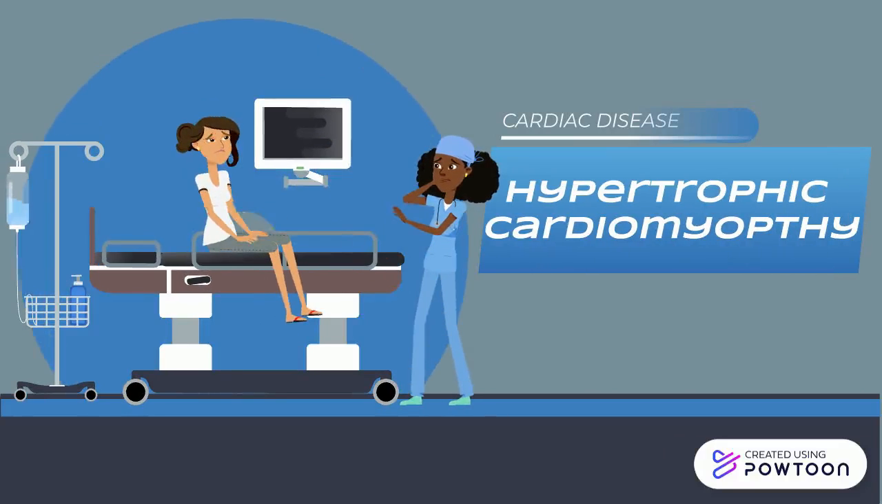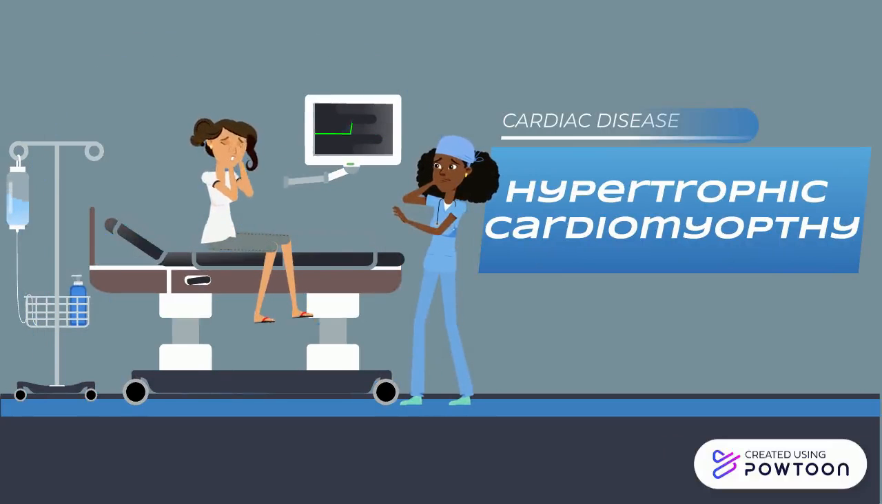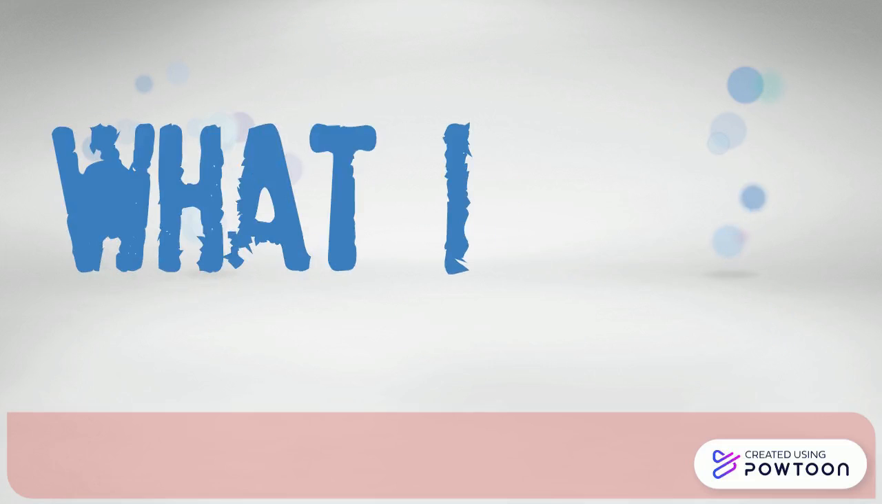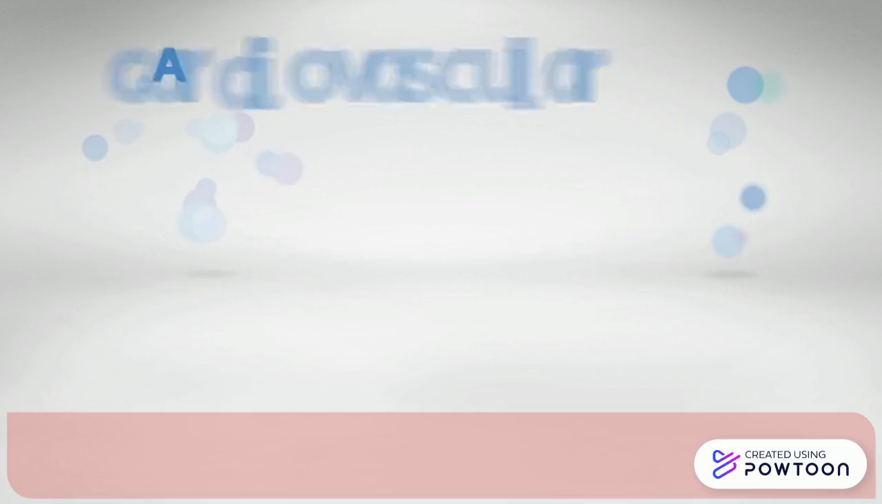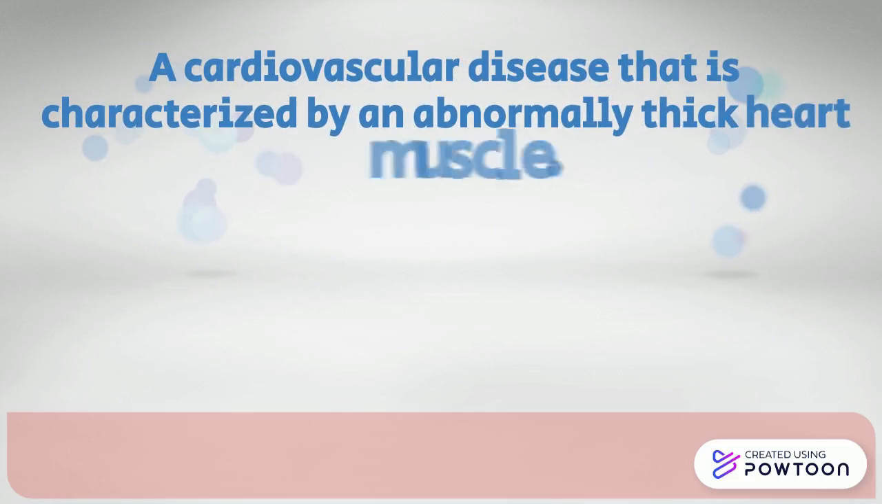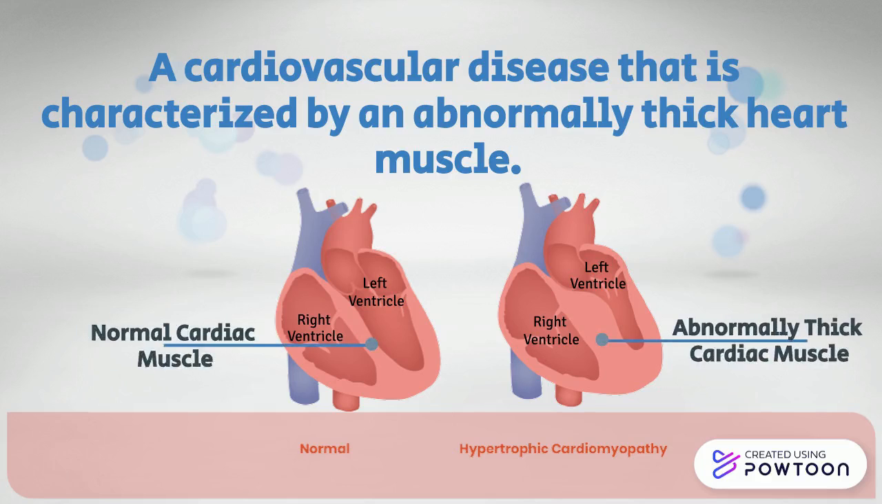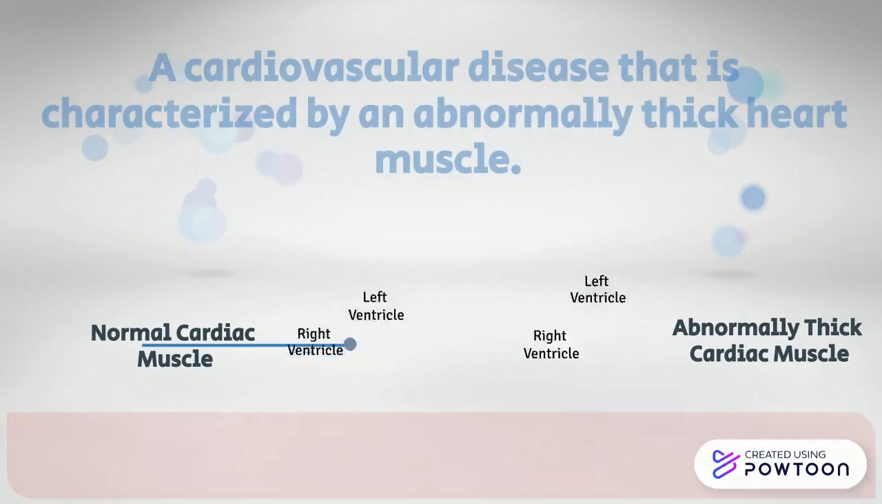Let's go over hypertrophic cardiomyopathy, also known as HCM. Now, we know what it's called, but what is it, really? It's a cardiovascular disease that is characterized by an abnormally thick cardiac muscle. The cardiac muscle is located between and around the left and right ventricles. As you can see, the normal heart on the left side has a cardiac muscle of the average size. However, the affected heart on the right side has abnormally thick cardiac muscle identified as HCM.